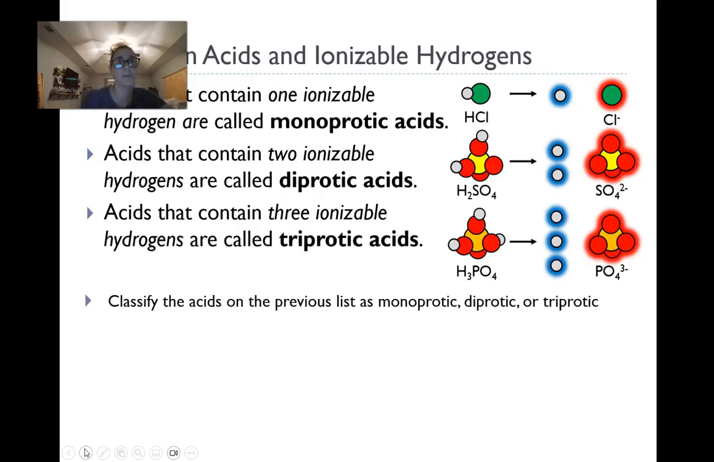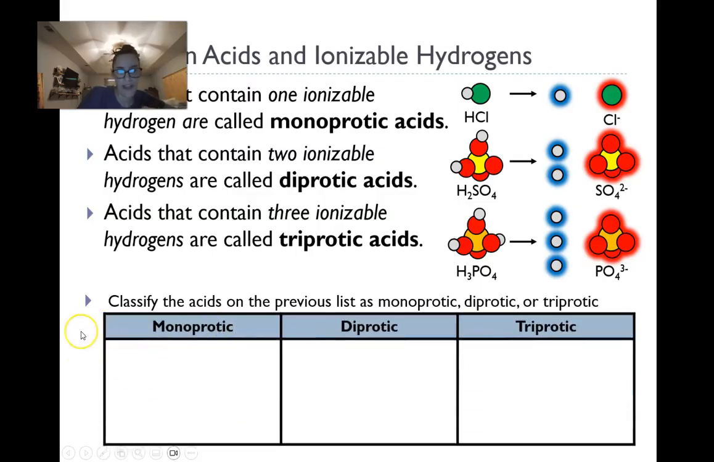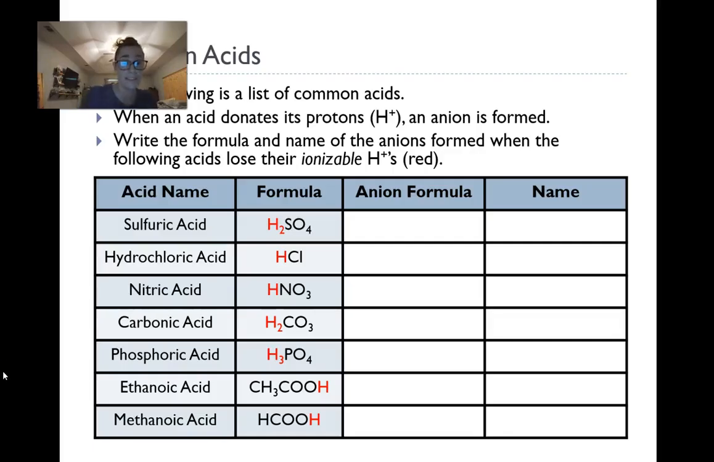So don't confuse more protons with stronger. It's not necessarily that, it's the extent to which it can donate that proton. If it donates them much more readily, they are stronger acids than those that do not. So I want you to classify the acids on the previous list as monoprotic, diprotic, or triprotic. When I'm talking about the previous list of acids, I'm talking about this one, the list of common acids. I want you to identify these as monoprotic, diprotic, or triprotic.